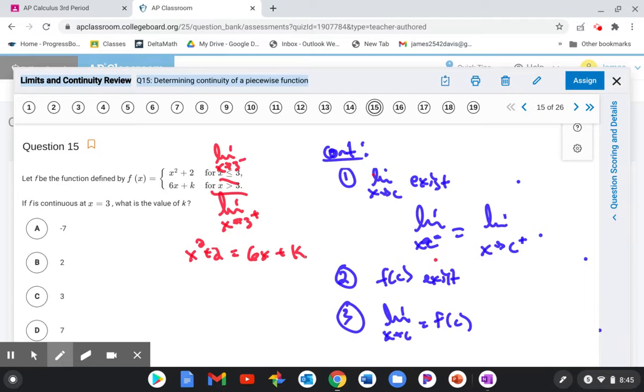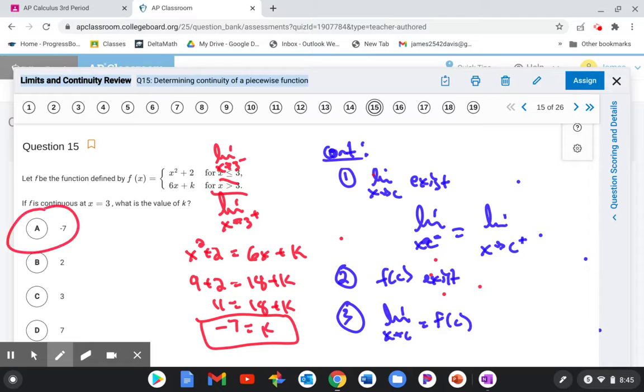So then all we're going to do is plug in 3 for the x there. So this becomes 3 squared, which is 9, plus 2, equals 3 times 6 is 18, plus k. And then just simply solve it. We get 11 equals 18 plus k. So k would equal -7. And that's actually all there is to it. From there, we could verify that f of c exists because you would just plug in 3, it would go into the top, that's 11. And then we could also verify that from either side it equals 11 as well. So that one's going to be A.